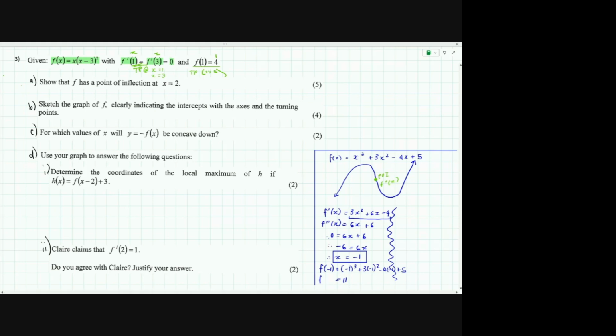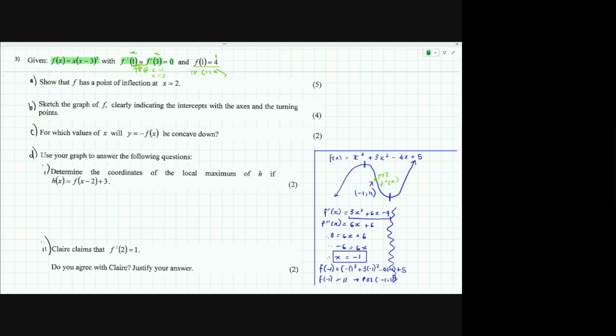And so what you've just worked out is that your point of inflection is at negative 1, 11. So this green coordinate here, negative 1, 11. So that's option 1. Option 2 is if you know your turning points, which you can go and work out using your first derivative equal to 0, etc. Once you know your turning points, literally all you do is you find the middle point of it.